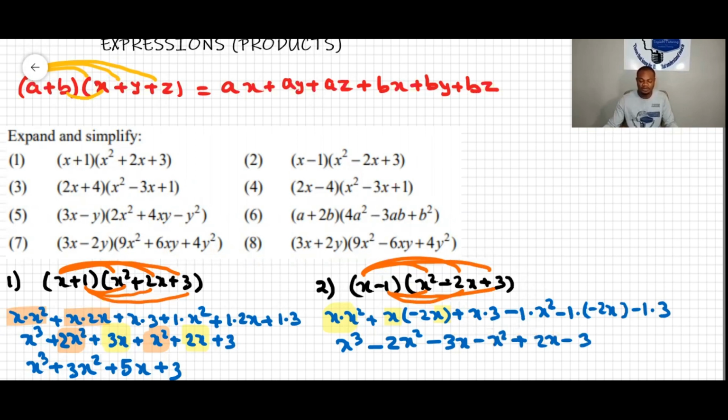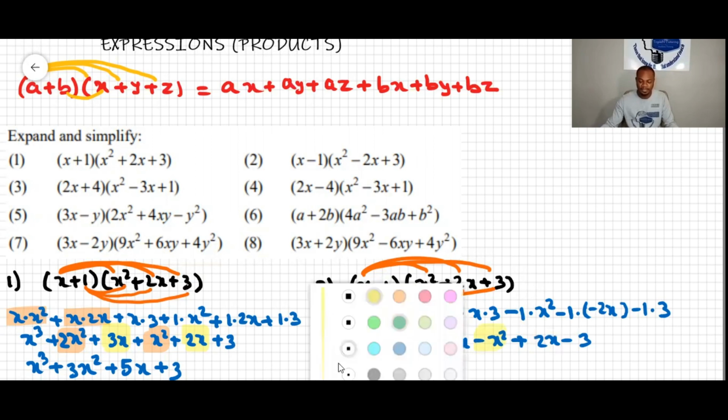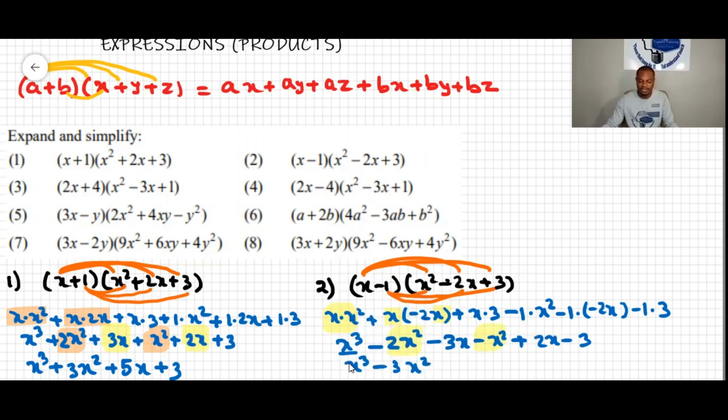Now, is there any like term? We look at x cubed. No more like terms there. But if you look at this row, we have negative 2x squared and negative x squared. Those like terms can be combined, which makes negative 3x squared. And what else? We have negative 3x and positive 2x, which makes negative x, and then minus 3. Now we have combined these and simplified the expression in question 2. Now let's do question 3.